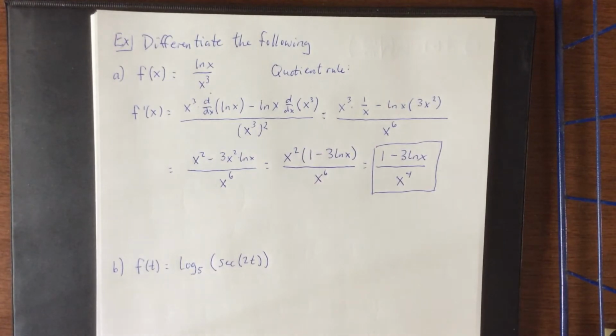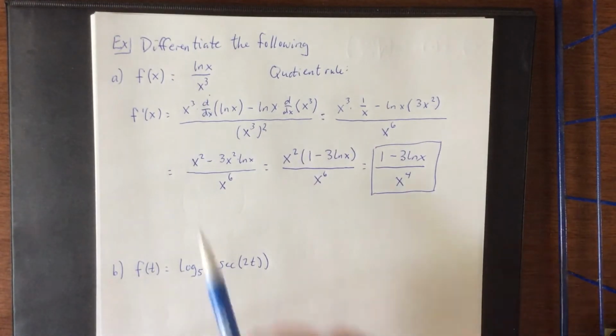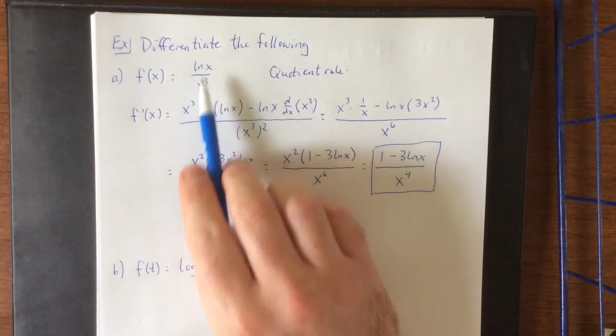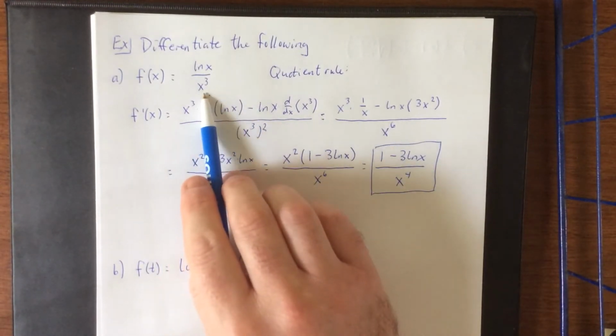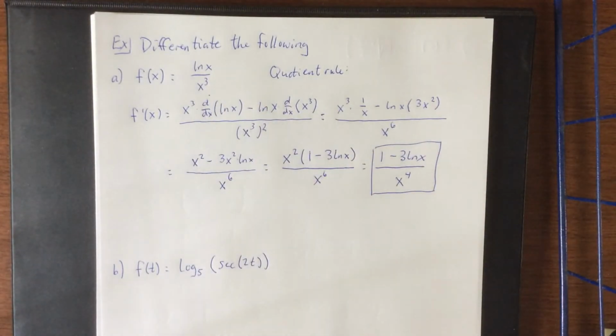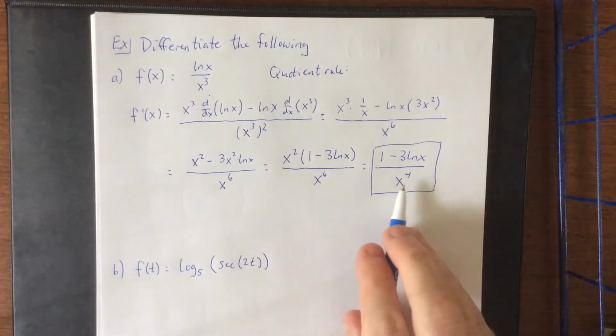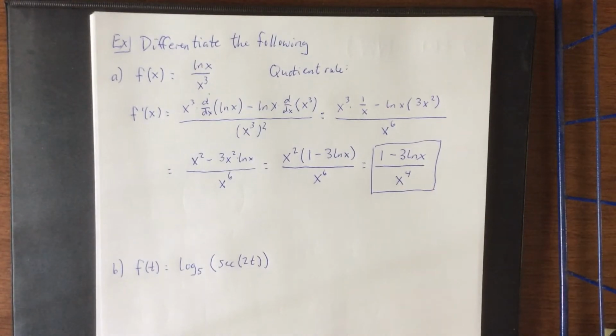Now, another possibility that you could do right away at the beginning of the problem is, instead of referring to this as the natural log of x divided by x cubed, you could also refer to it as x to the negative 3rd power times the natural log of x and employ the product rule instead. You would wind up with something equivalent to the same result.